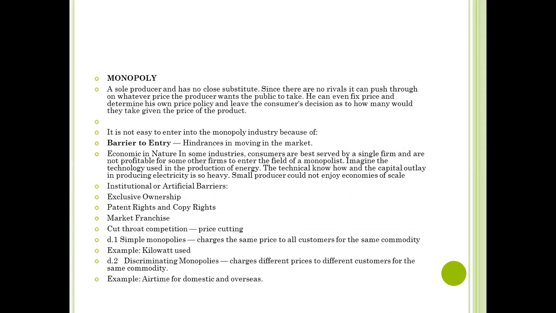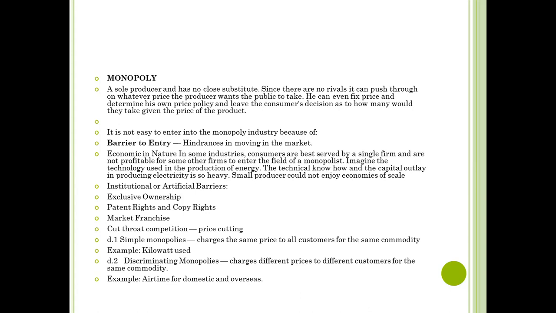Now let's go to monopoly. A monopoly is a sole producer and has no close substitute. Since there are no rivals, it can push through whatever price the producer wants the public to take. He can even fix the price and determine his own price policy and leave the consumer's decision as to how many they would take given the price of the product. It is not easy to enter the monopoly industry because of barriers to entry.